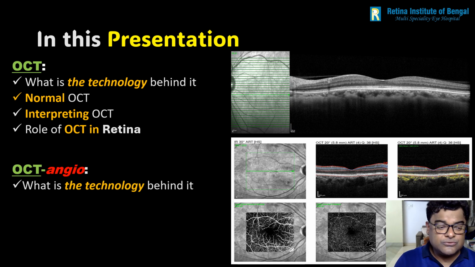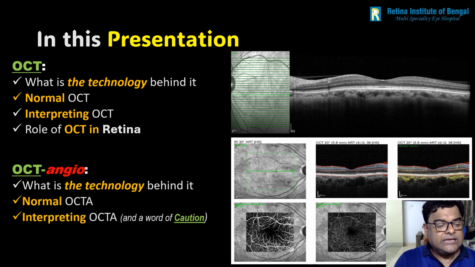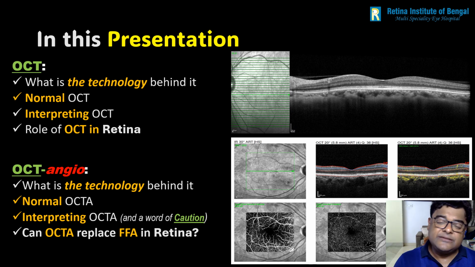Next, we will move to OCT angiography. We will again see what the technology behind it is. Then we will see how a normal OCT angio looks. We'll learn about interpreting OCT angiography, and there will be a word of caution at that stage. And then finally, we will try to answer the question whether OCT angiography can replace fundus fluorescein angiography.